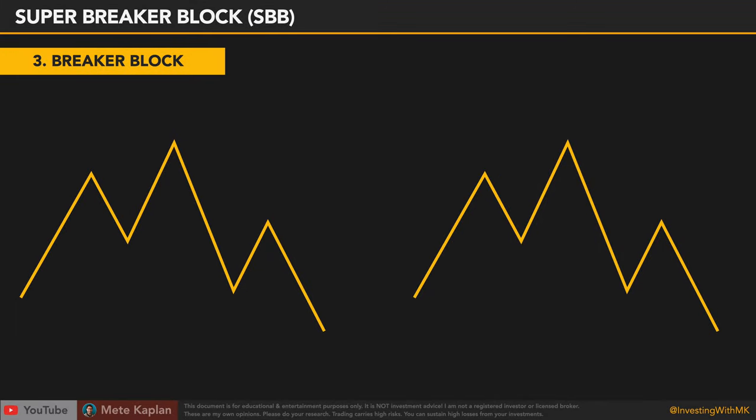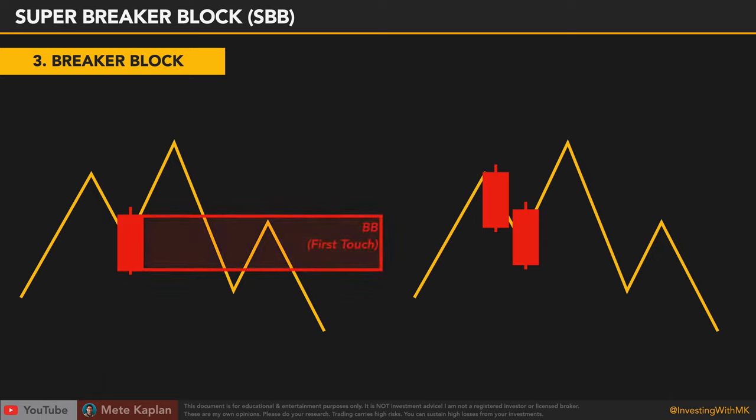Okay. Let's talk about the breaker blocks. Most of you already know the breaker block: the last candle at the swing point before the break. How about multiple same colored candles, which are true breaker blocks? First of all, in my opinion, both of them are correct. The first candle generally serves as the first touch point, and most of the time price reacts from this point. However, there is nothing wrong with taking them all at once as a full breaker block.